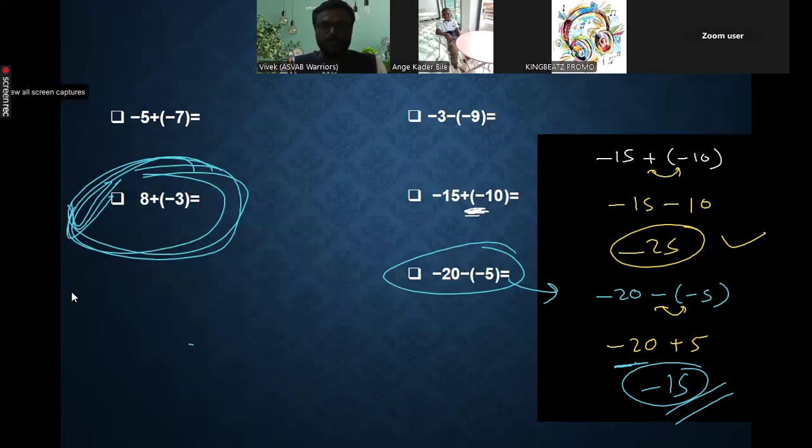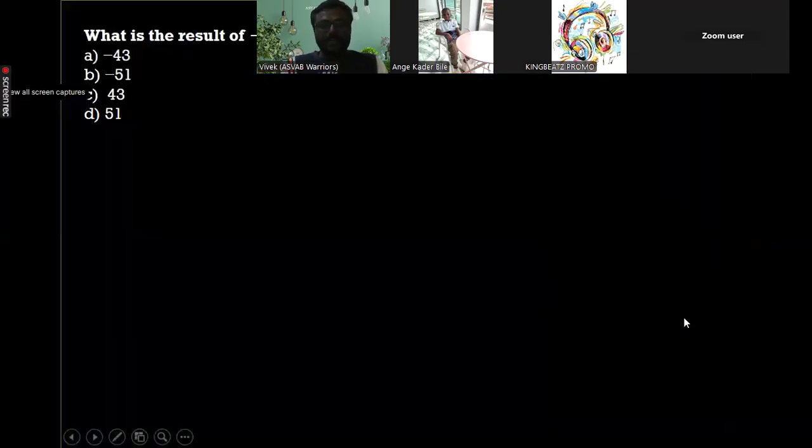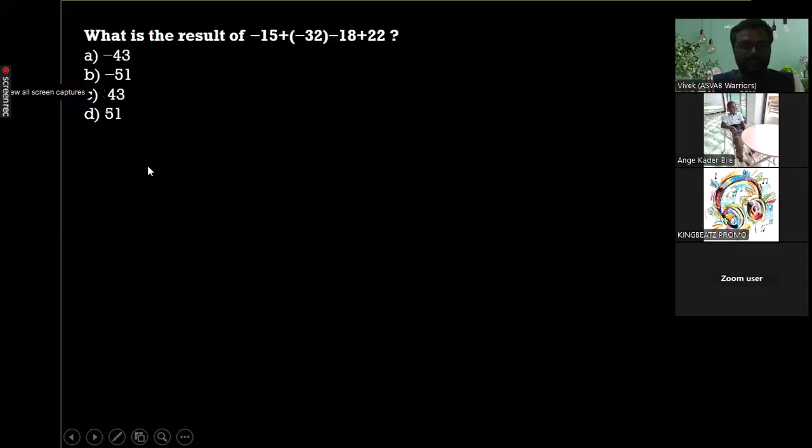Now, let's move on to the multiplication and division part. Hold on. There are some questions that... Okay. I will solve this one. Next two, you guys have to solve. So I'll write down the question clearly. Negative 15 plus negative 32 minus 18 plus 22.